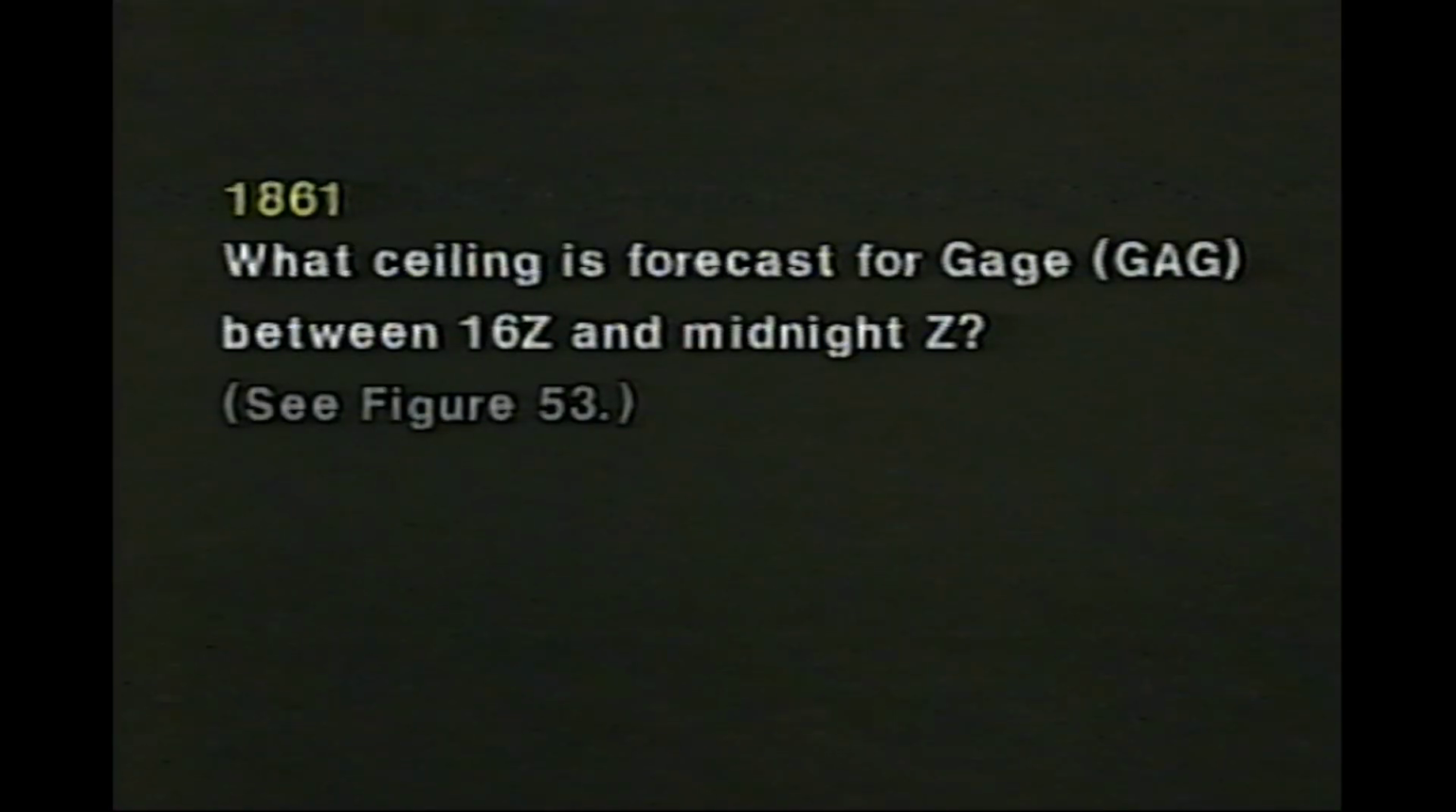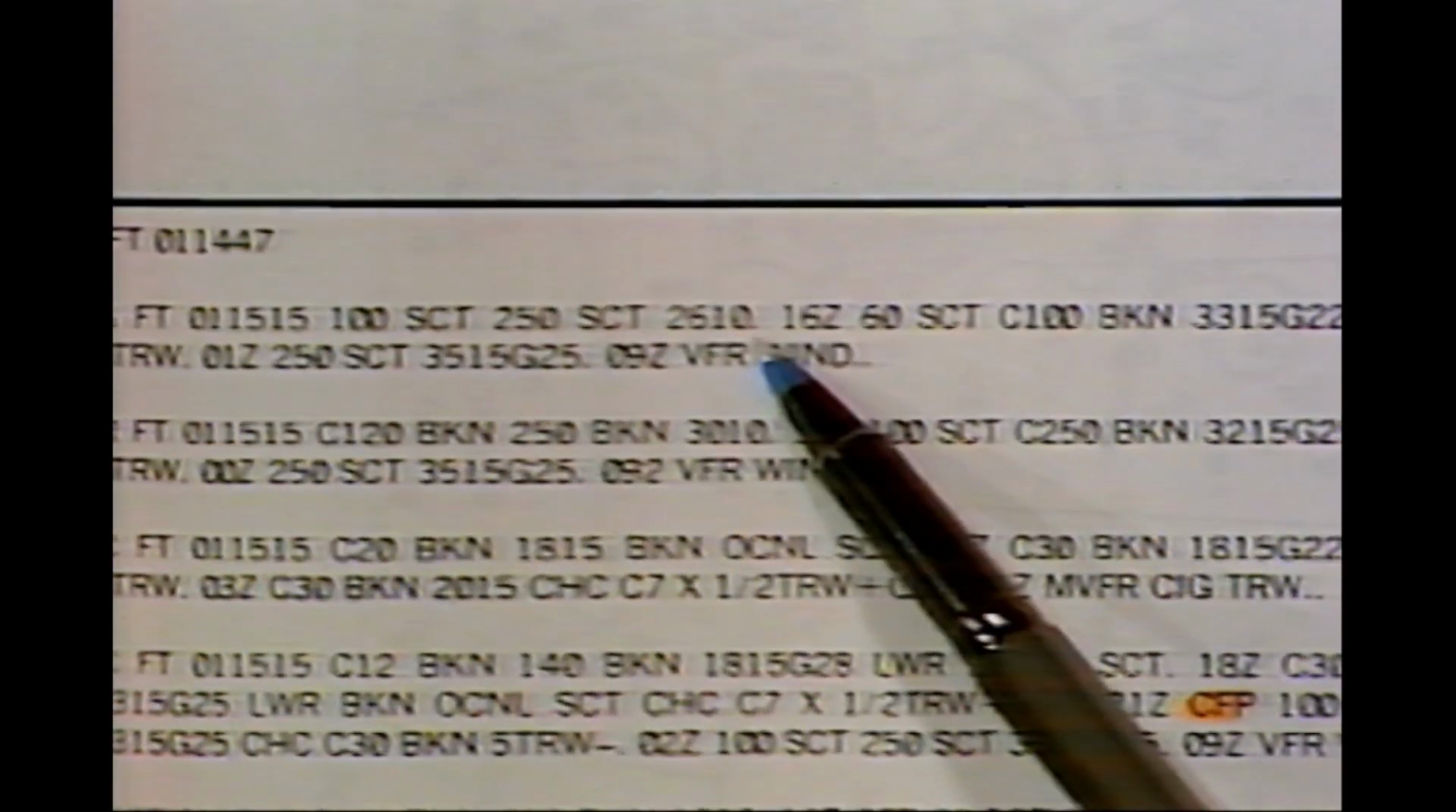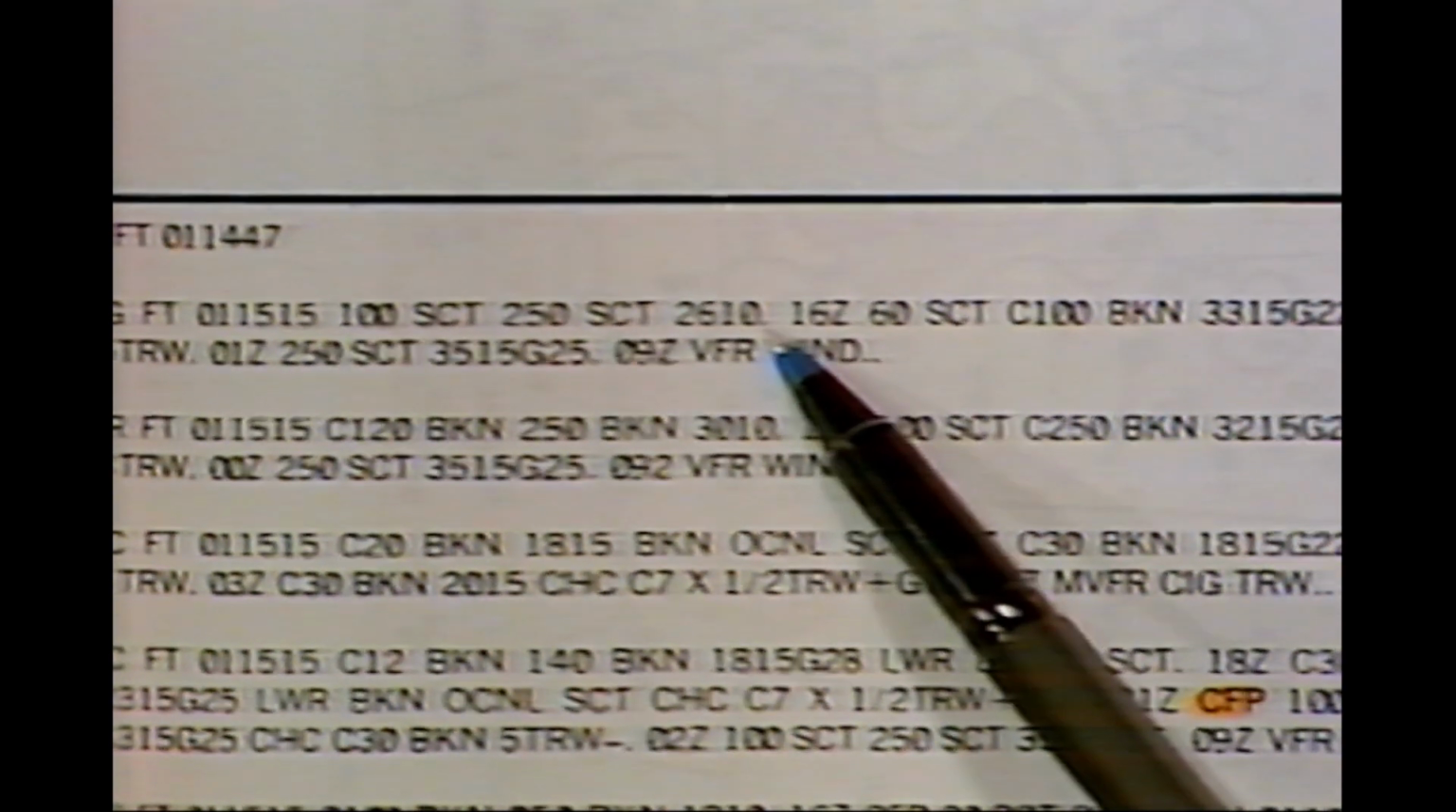861. What ceiling is forecast for gauge, GAG, between 16Z and midnight Zulu? Well, we find GAG, or gauge, on the terminal forecast and read over until we find a time that fits in that 16 Zulu. When we do that, we see the period. That means that's the end of the forecast for that time.